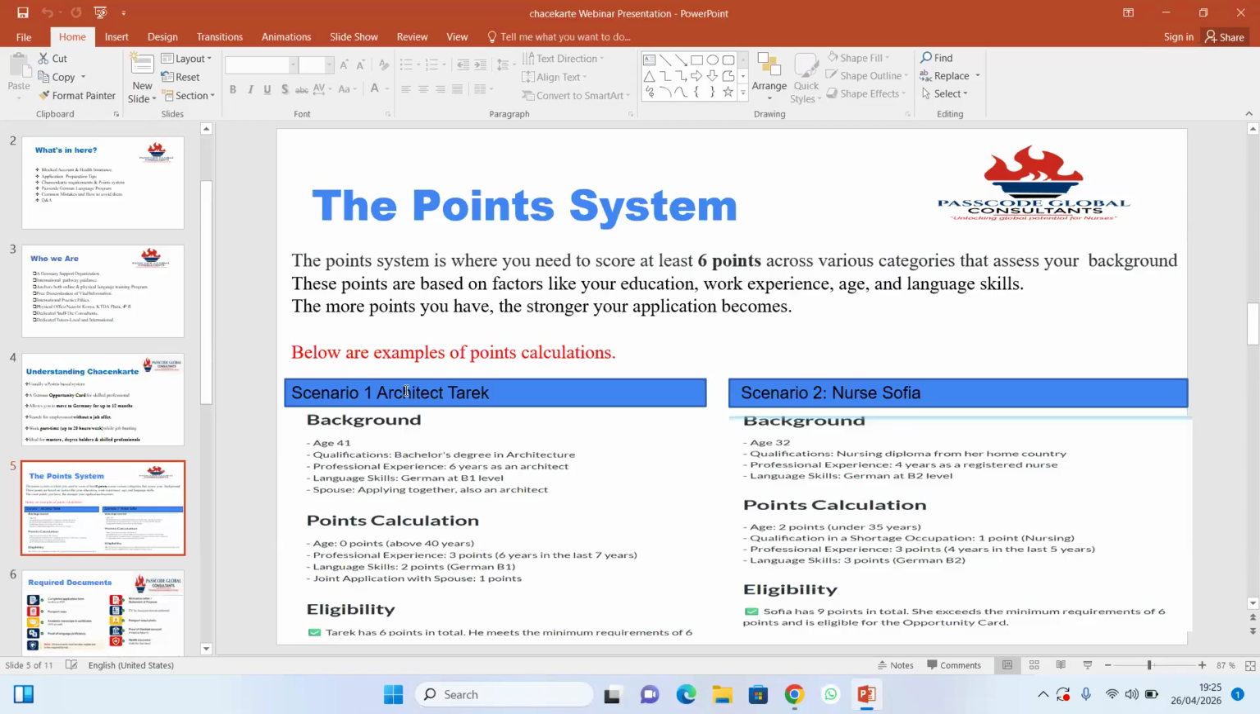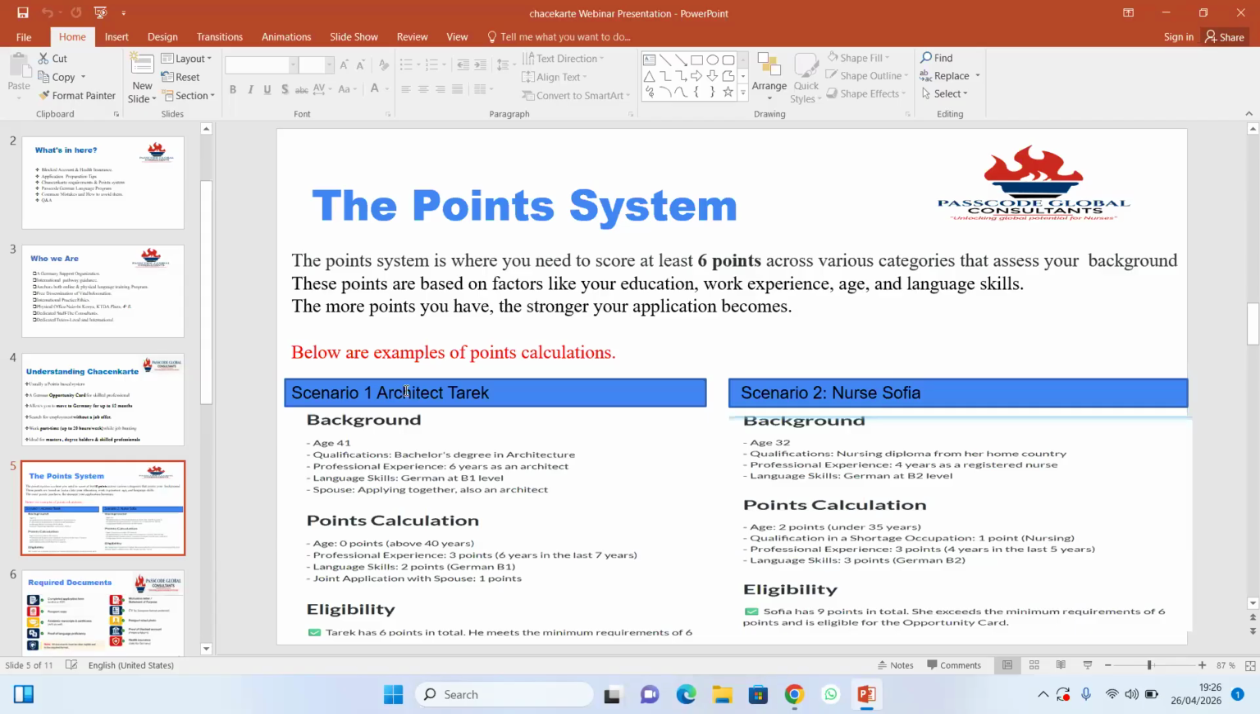Sorry. So I said it's a point-based system. For you to qualify for this visa, the more points you have, the better. The minimum points you require is 6 points. Just like IELTS, which we also train at Passcode, you need a specific band score depending on the country that you're going to. If you do not meet the points, unfortunately, you have to redo the exam. So for the Chancen Karte, you need to have at least 6 points across all categories to be able to qualify for this kind of visa.